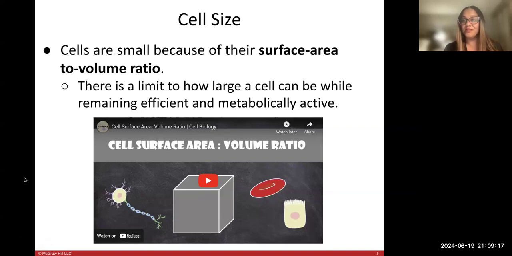I'm going to link this video into a note. It's a good video to watch about cell surface to volume ratio. Once they get a certain size, then that's when cell division happens and they split.